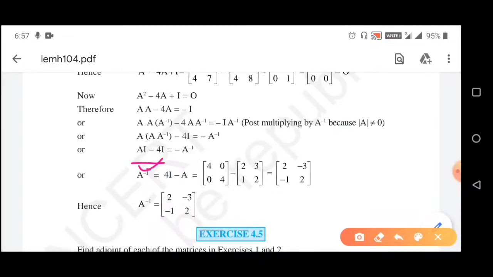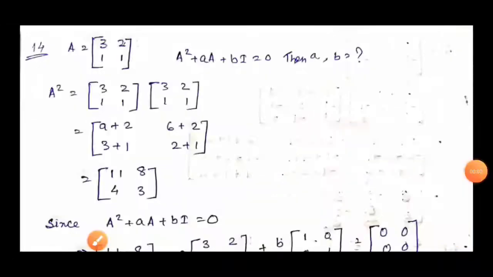So now we will put the matrix I and matrix A. If we multiply matrix I by 4, it will become like this, minus the matrix A. So from here we will get A inverse is equal to this matrix. So in this way we can solve this kind of questions.